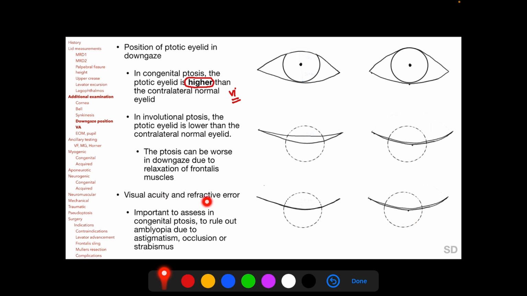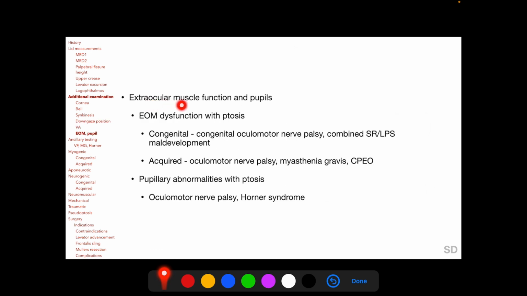Visual acuity and refractive error are very important to assess in congenital ptosis to rule out amblyopia due to astigmatism or occlusion, which can happen with the ptosis, or strabismus, which can be associated with congenital ptosis. In every patient with ptosis, extraocular muscle function and pupil reactivity must be assessed, because as we have discussed in the section on neuro-ophthalmology, examination of these three, extraocular muscles, pupils and lids, go hand in hand because of their common innervation from the third cranial nerve.